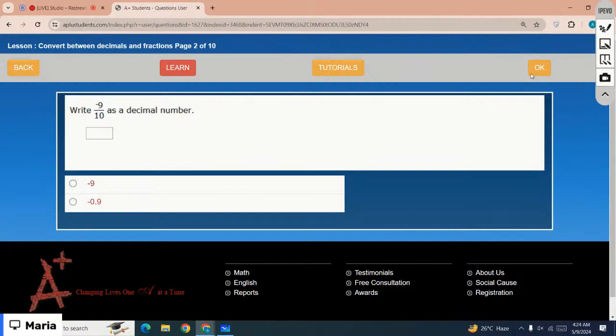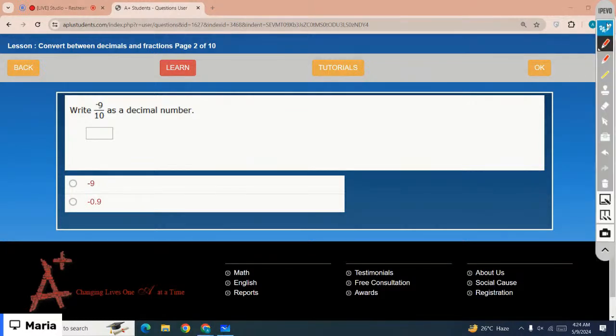Write negative 9 over 10 as a decimal number. So negative 9 is divided by 10. You have only one zero, so you need to move the decimal point one place left. So it would be negative 0.9. The second option is the correct one.